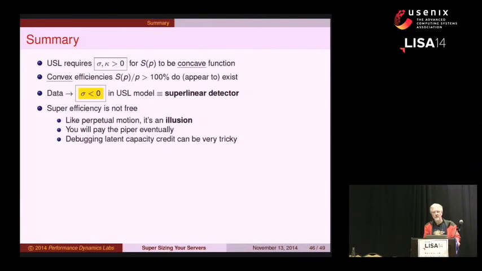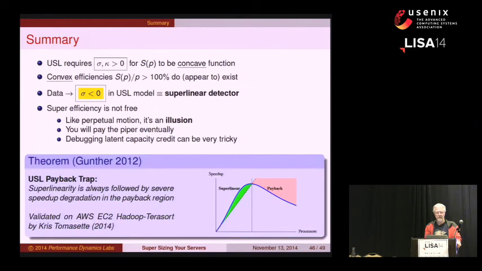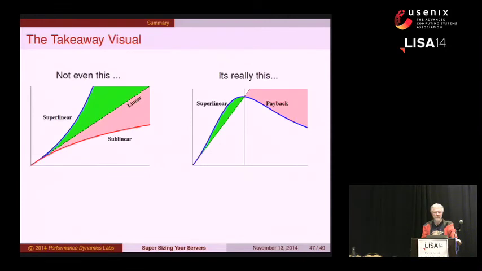Debugging all of this is extremely tricky, and you could never do this in a production environment. So I summarized all this in something called the Payback Theorem, which I came up with in 2012, but I didn't have data to really support it. And this came with my colleague now, Chris Thomaset, who's at Comcast, and he's now validated this theorem, as I've shown you in the data, using Amazon EC2. And that's what we're going to write up in the ACMQ article.